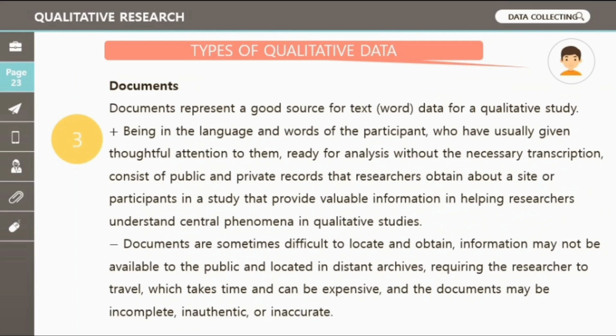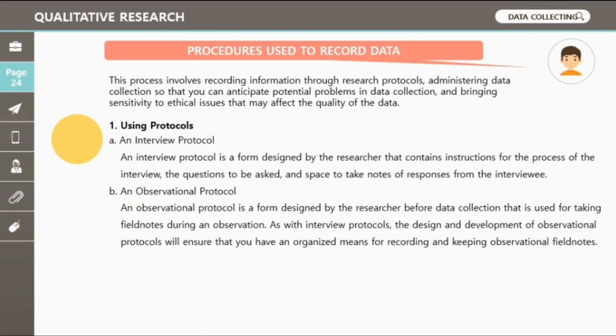Okay, for the next slide, we go to the procedures used to record data. An essential process in qualitative research is recording data. This process involves recording information through research protocols, administering data collection so that you can anticipate potential problems in data collection, and bringing sensitivity to ethical issues that may affect the quality of the data. First, using protocols.